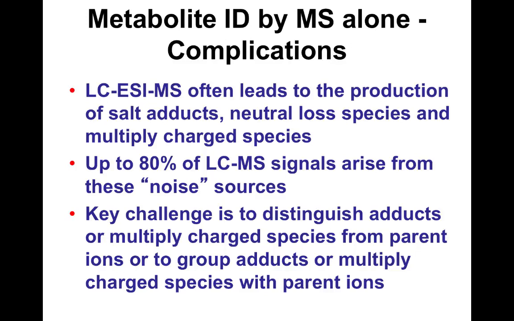When we're doing metabolite compound identification by mass spec only, we'll see things like salt adducts, neutral loss species and multiply charged species. These are extra peaks that show up in the mass spectrum, and they are a lot of what we see. In some cases we mistakenly think they are real features. Technically, they are noise. We often have to do a lot of work to distinguish those adducts and multiply charged species from the parent ions, or to merge them into single peaks.